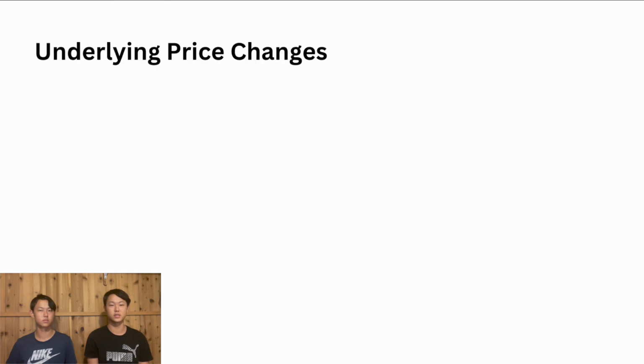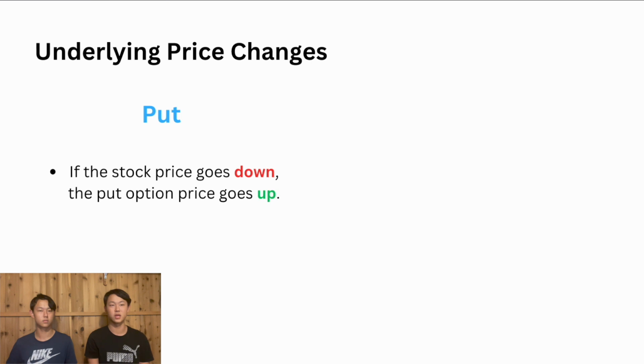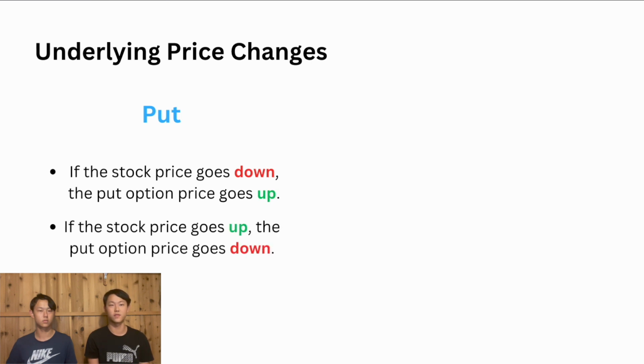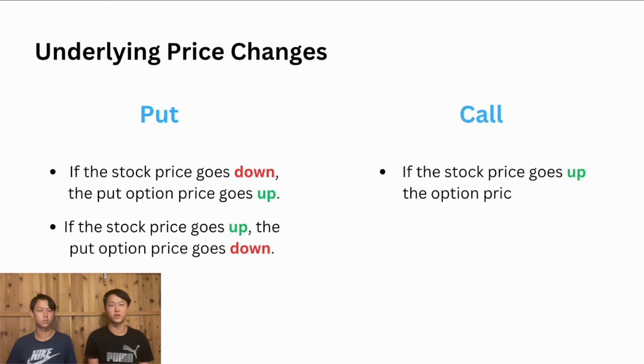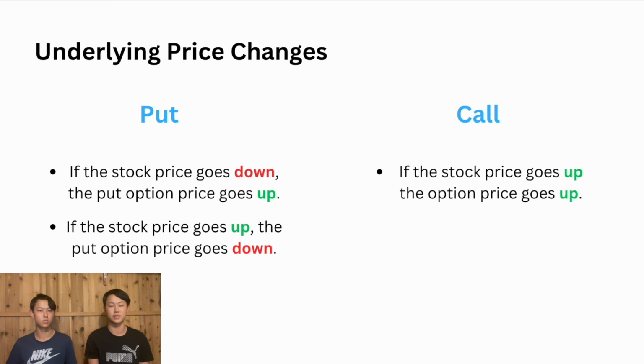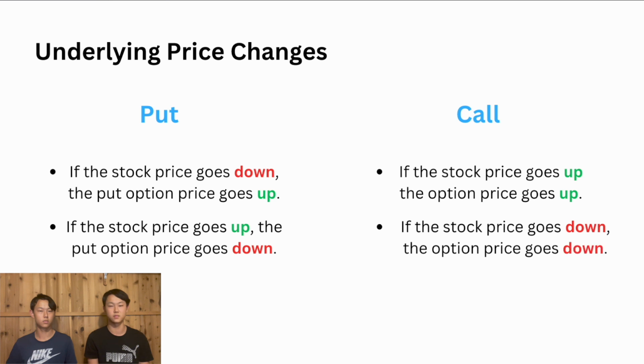Underlying price changes have a big impact on the price of an option. For puts, if the stock price goes down, the put option price goes up. If the stock price goes up, the put option price goes down. On the other hand, for calls, if the stock price goes up, the option price goes up. If the stock price goes down, the option price goes down. As you can see, puts behave like short positions, while calls act like long positions.